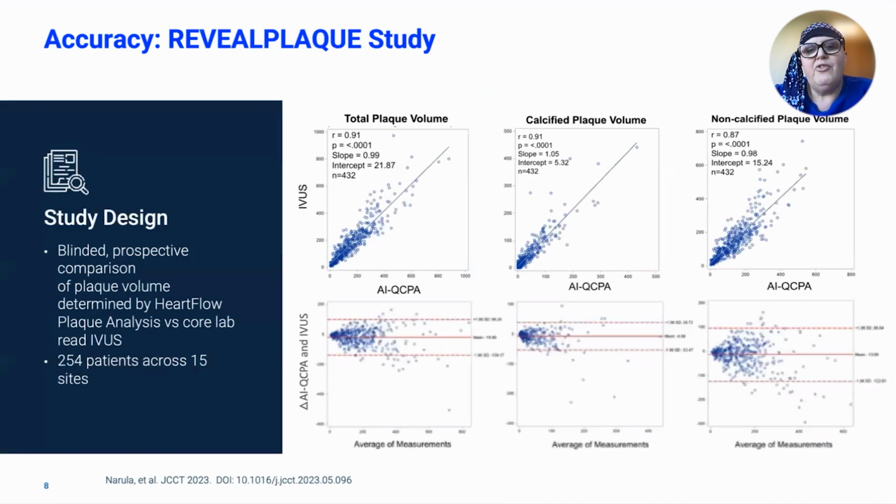In order to have really good personalized results and adequate outcomes, we first have to have a very accurate product. And when we look at the REVEAL Plaque study, it was a blinded multi-center trial where we compared the coronary CT plaque volumes to the IVUS, which is the gold standard. And what we found is that there is excellent correlation with the total plaque volume, but also the calcified and non-calcified plaque volumes as well. And this is all very clinically relevant.